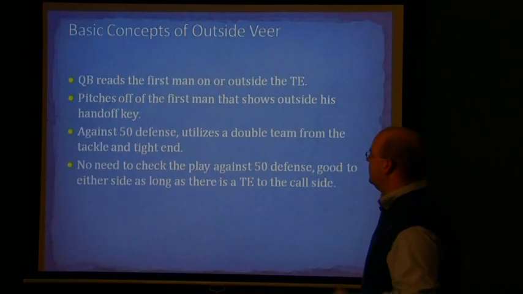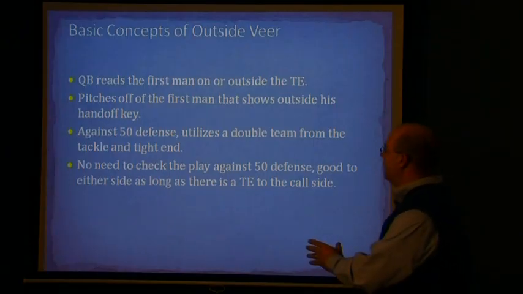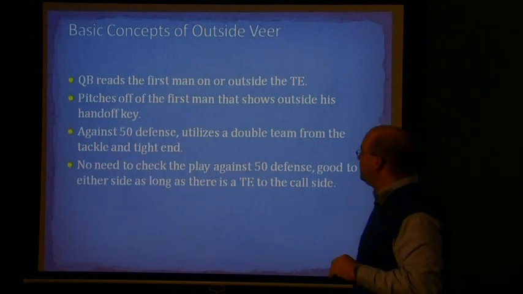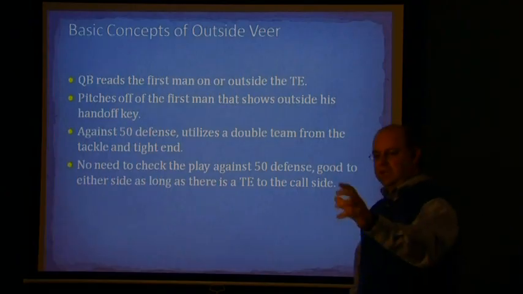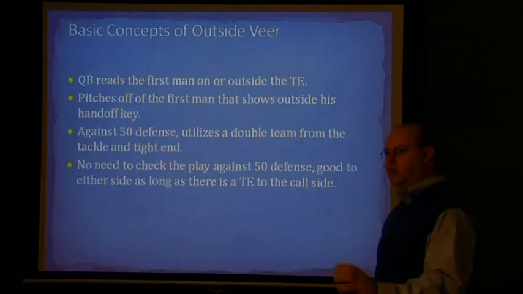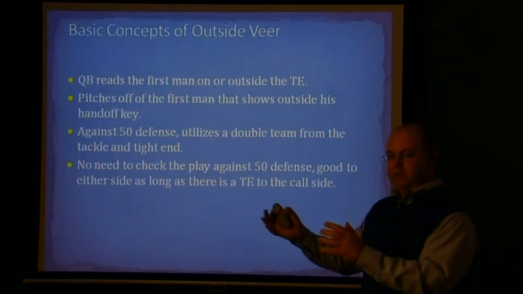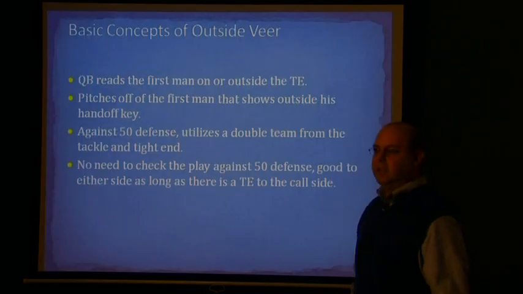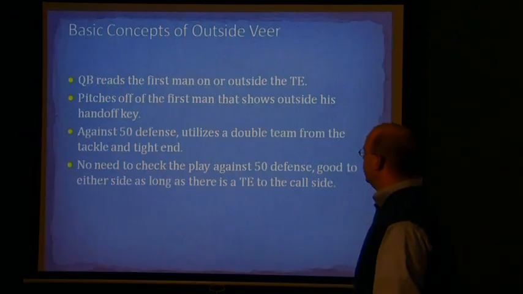Again, just some basic concepts. The quarterback now reads the first man on or outside the tight end, which is usually an outside linebacker or a stand-up defensive end of some kind. And now he pitches off the first man that shows outside of his handoff key. As we'll talk about later, we call that a mesh situation, where once he makes a read, if the defensive end or the outside linebacker comes down and tackles the dive, now he can get out of the mesh and really accelerate to the edge, knowing that the next person that shows he can pitch off of because we have everybody else blocked.